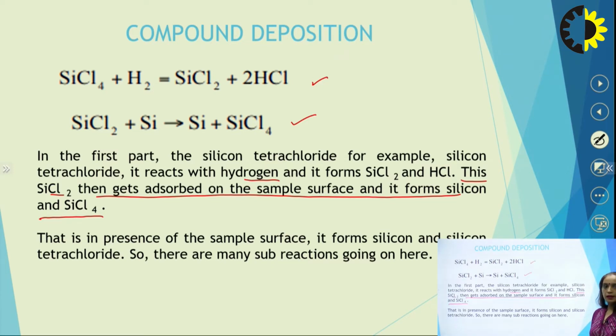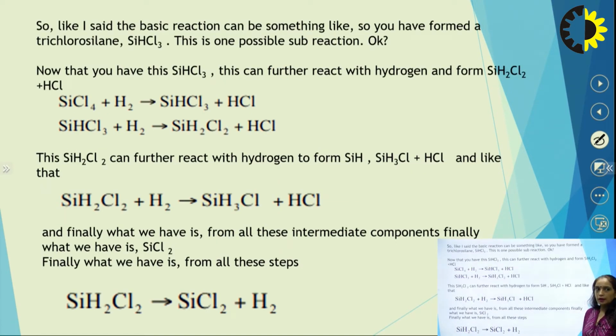The important point here is that the presence of the sample surface should be there, so that it can form silicon and silicon tetrachloride. And there are some more subreactions which will be carried out. When silicon tetrachloride reacts with hydrogen, it will give you SiHCl3, that is silicon trichlorosilane, plus hydrochloric gas as a byproduct. When this SiHCl3 reacts again with hydrogen gas, it will give you SiH2Cl2 and HCl gas. When it further reacts with hydrogen, it will form SiH3Cl and HCl gas as a byproduct. So these reactions are chain reactions.